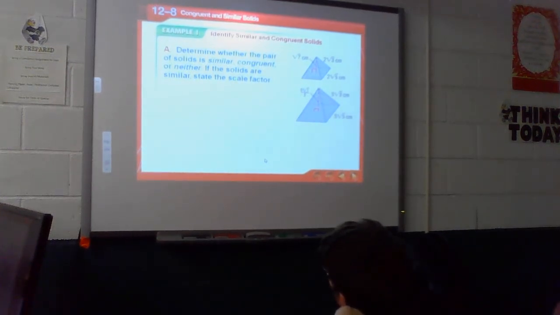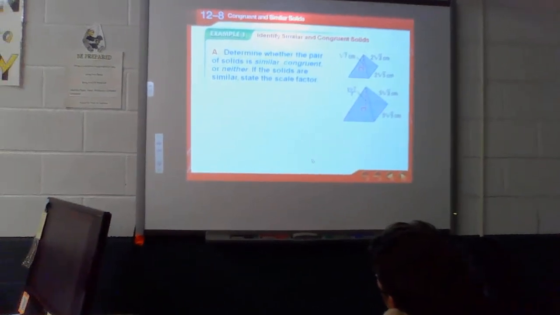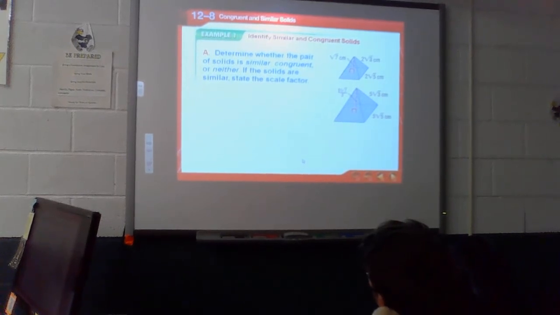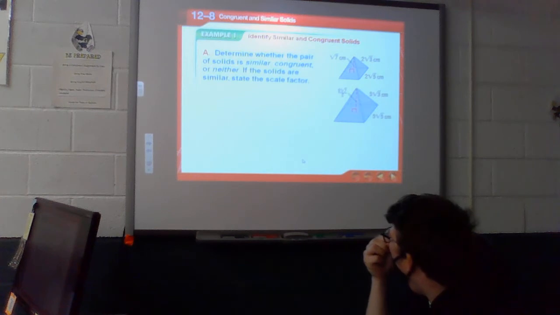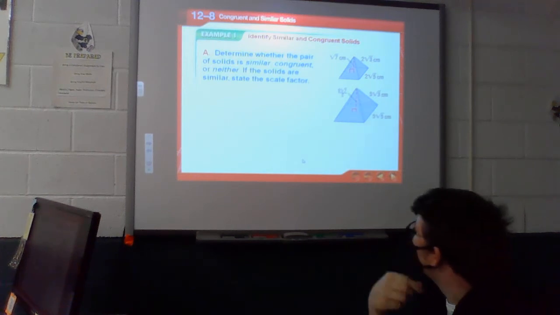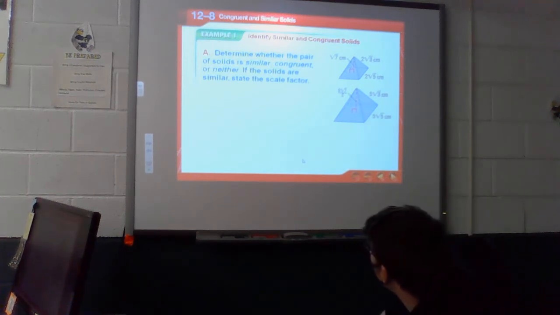Yeah. So the first one says, determine whether the pair of solids is similar, congruent, or neither. So obviously, if you looked at this right now, would you say that they're congruent? Remember, if they're congruent, everything has to be exactly the same. Are my heights exactly the same? Obviously not, right? One's the square root of 7 and the other one's 5 square root of 7 over 2. So we're definitely not congruent.